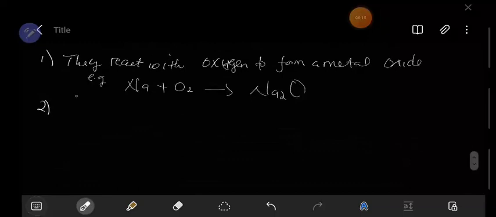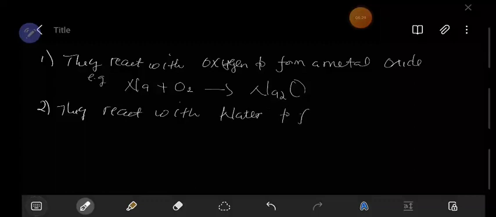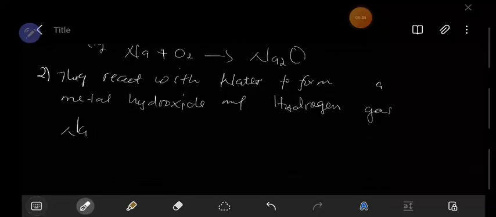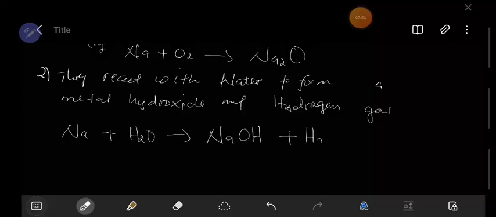Two, they react with water to form a metal hydroxide and hydrogen gas. Example, I'll use sodium. Sodium being a metal reacts with water. This will form sodium hydroxide plus hydrogen gas.